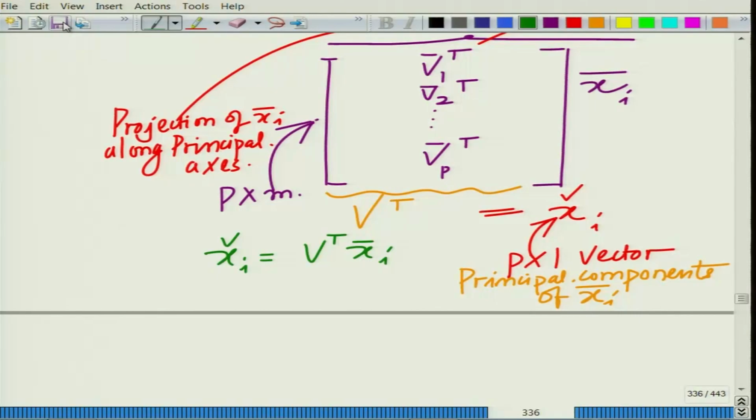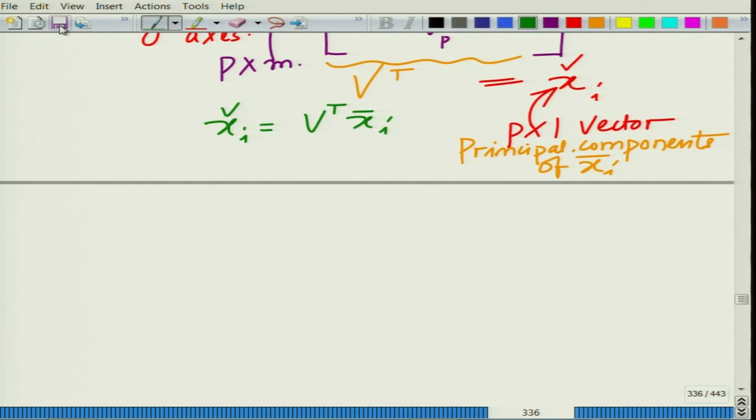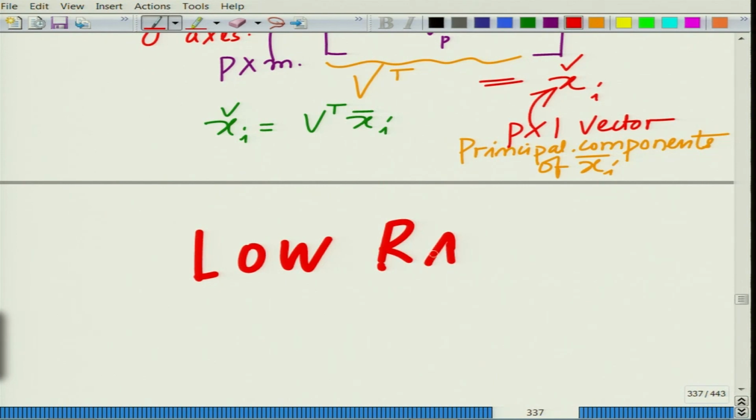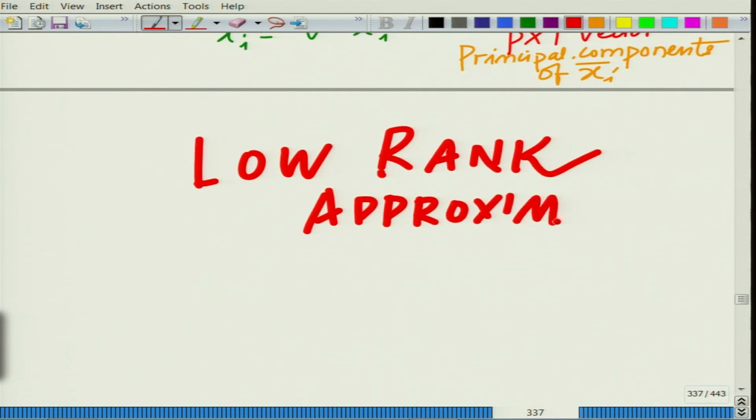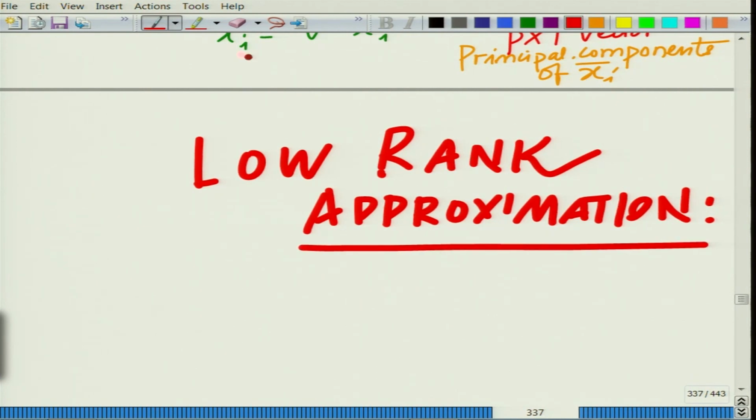Let us look at another very interesting application of SVD, and that is to develop a low rank approximation of a matrix. So, one of the other examples that we want to look at is in the context of a low rank approximation. We want to develop a low rank approximation. What do we mean by that?